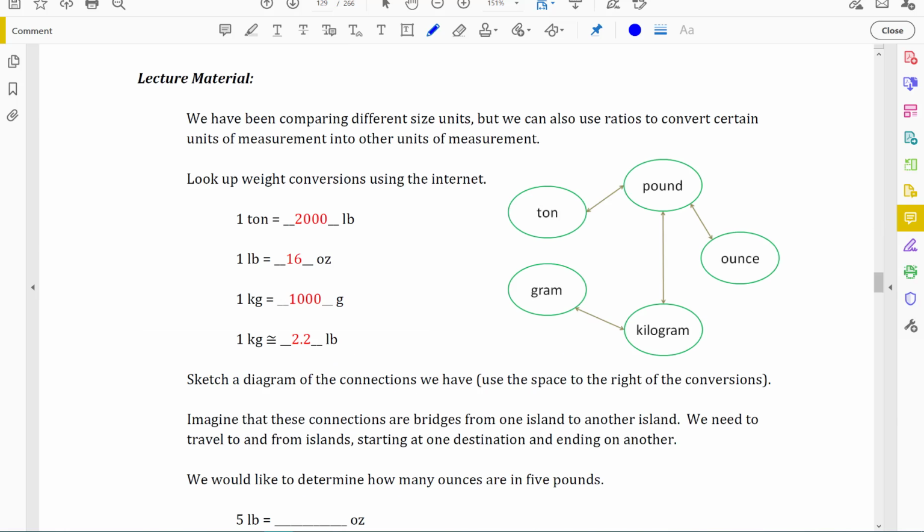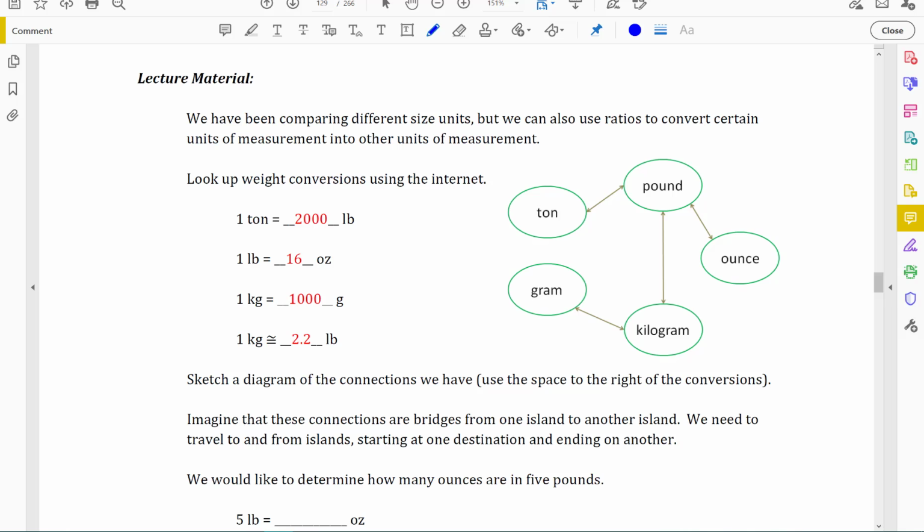So what you see here are a couple of different conversions, and on my screen I've already filled in the numbers. You probably want to do that in your book. 1 ton is equal to 2,000 pounds. 1 pound is equal to 16 ounces. 1 kilogram is equal to 1,000 grams. And 1 kilogram is about 2.2 pounds.